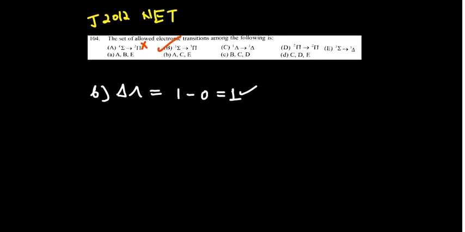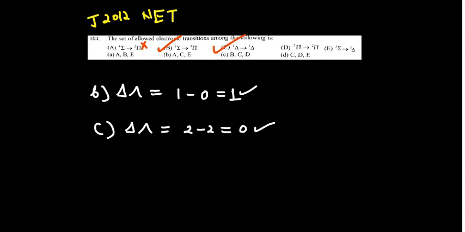Okay, now going for the C, again calculate the delta lambda. In that case, for this delta lambda is 2, and for this delta also lambda is 2, so you can quickly write 2 minus 2, that will give you 0. It is also allowed. So transition C is also allowed.